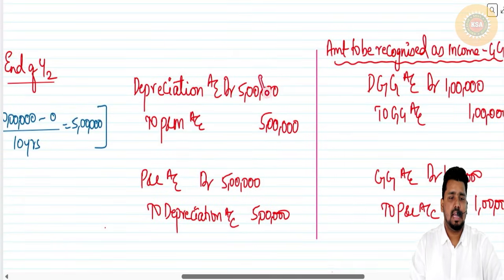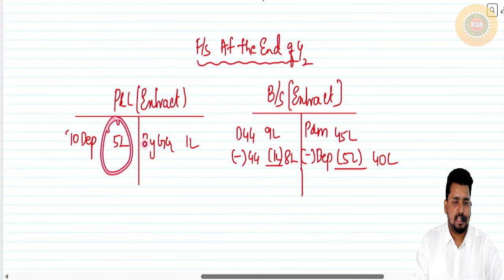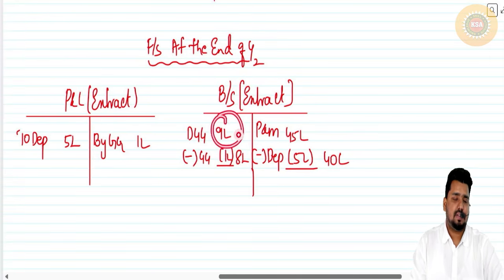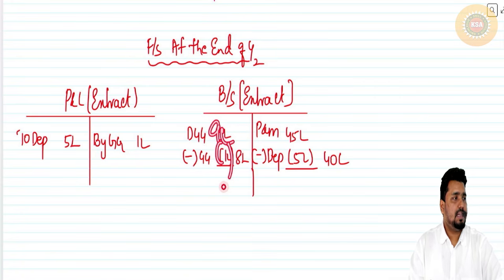Same will be for what? Depreciation entries and DGG entries. So at year number 2, depreciation and DGG transfer to P&L. Correct? So at the end of second year, how much of the DGG balance did we transfer? 1 lakh. What is the balance? Similarly, what is the carrying amount in the beginning of the second year?